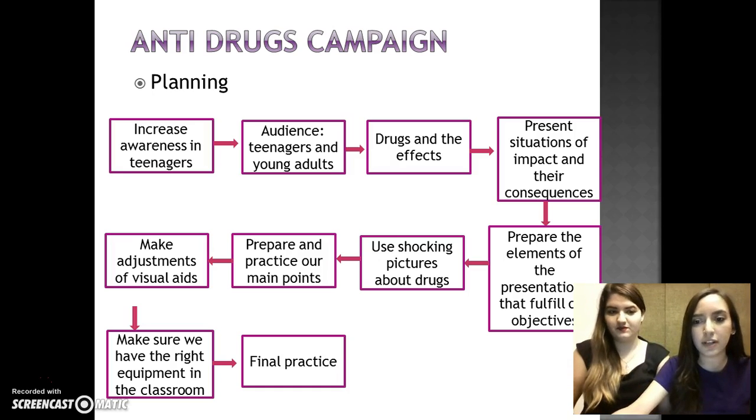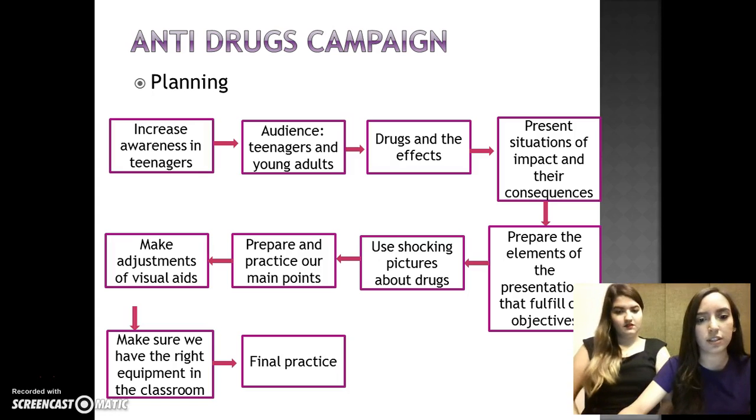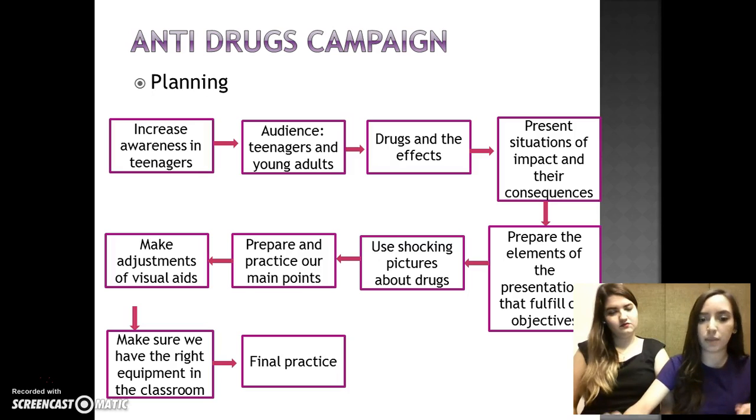We're going to prepare the elements of the presentation that fulfill our objectives. As visual aids, we're going to use shocking pictures about drugs. We're going to prepare and practice our main points, make adjustments to visual aids, and make sure we have the right equipment in the classroom. And we're going to do a final practice before the real presentation.